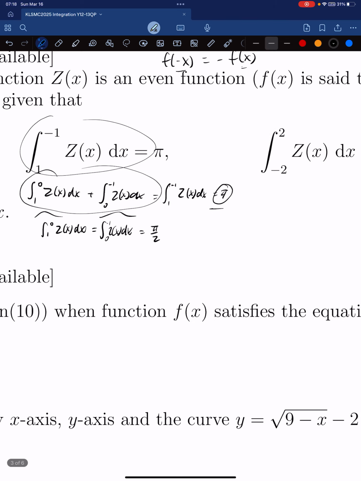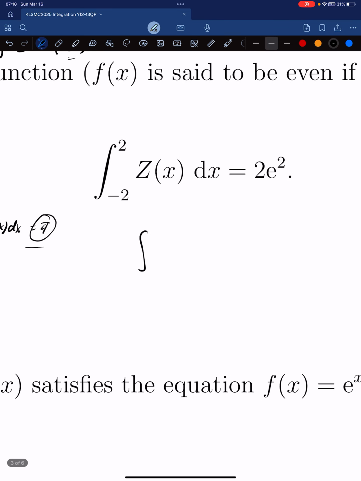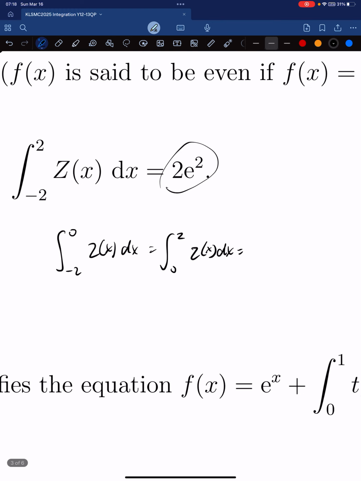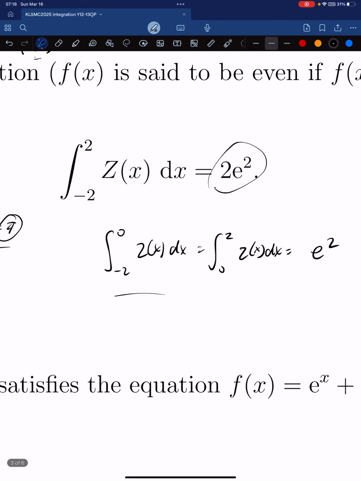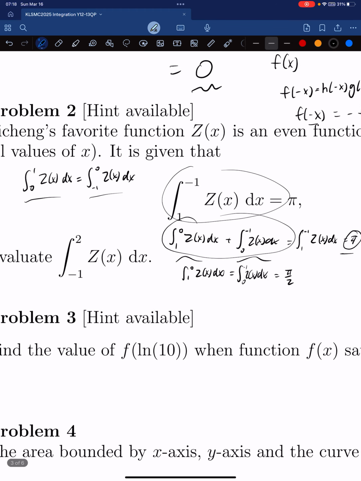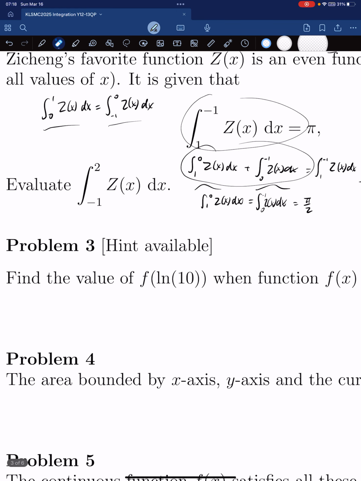Okay. And for this, it should be quite self-evident, because it's an even function, right? So the integration of our function from -2 to 0 equals the integration of our function from 0 to 2, and they will split this 2e squared into halves. So each term will equal e squared. So if we add them together, it will give us 2e squared, right?